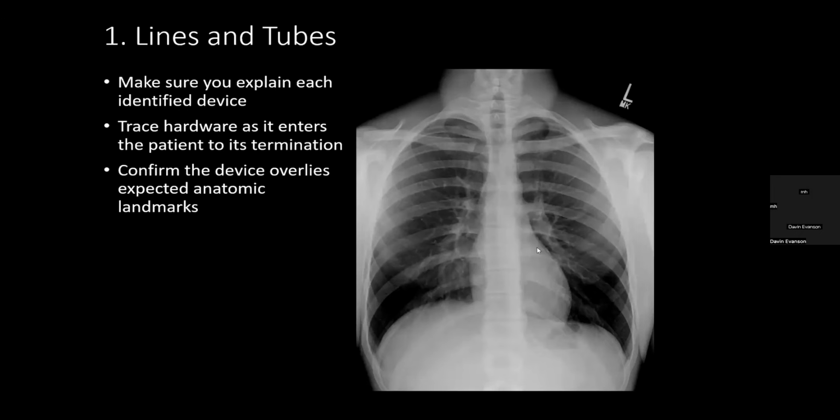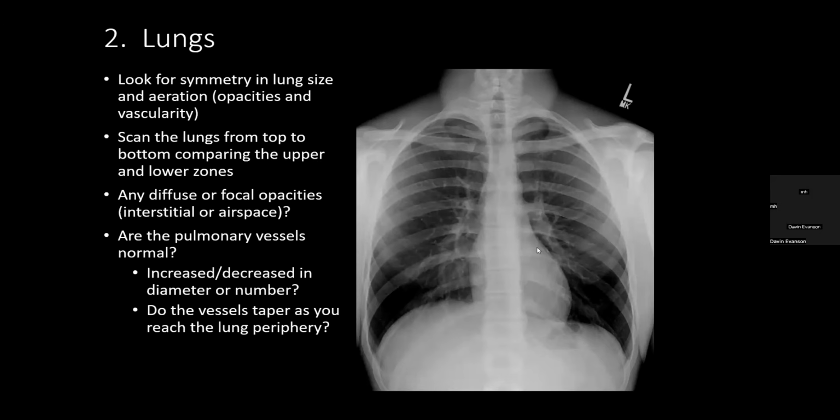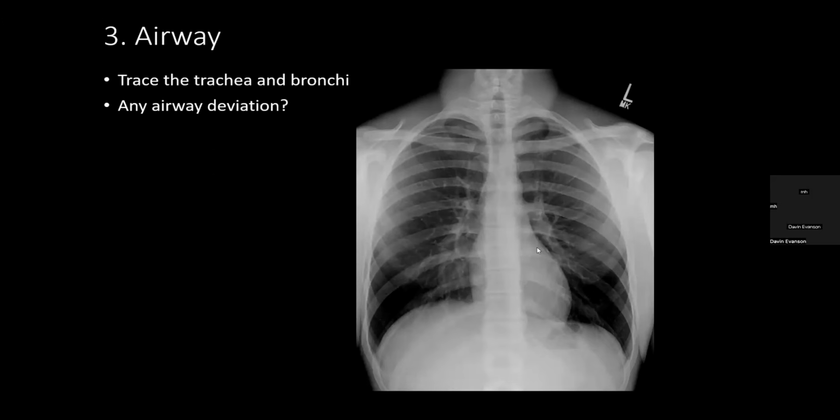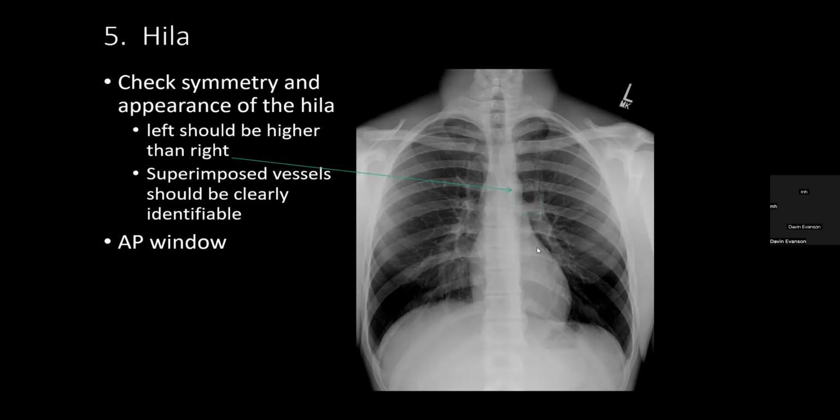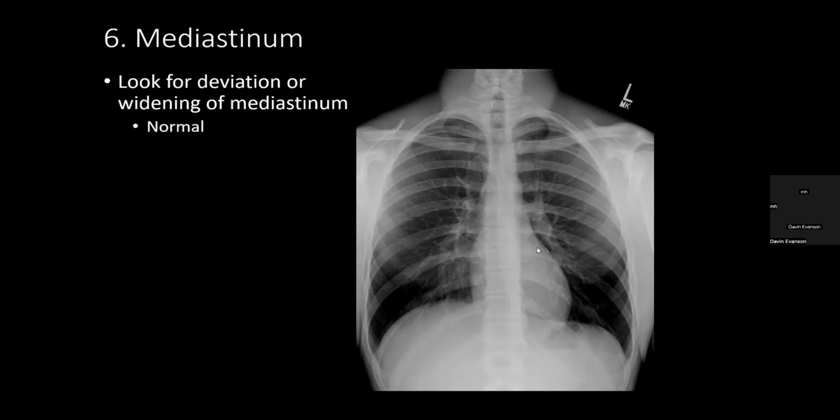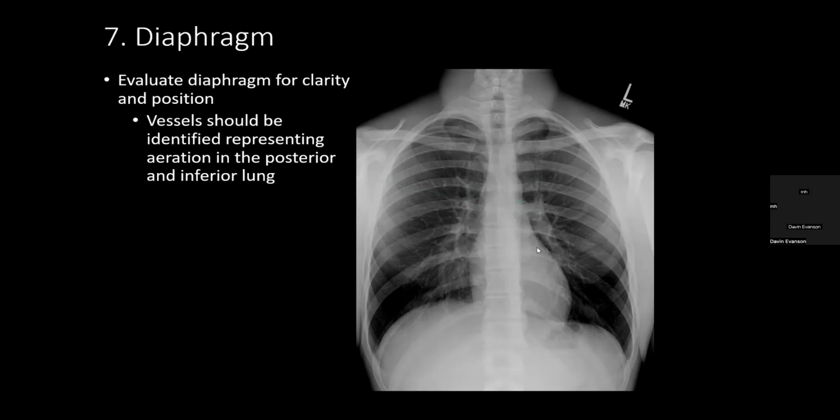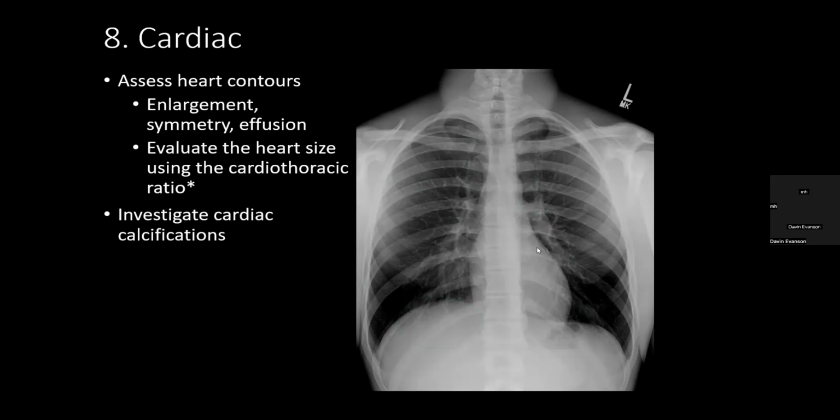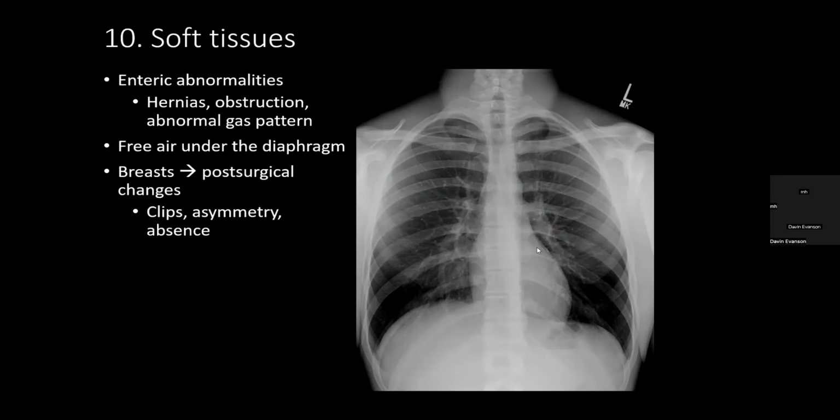And always start with lines and tubes. And we're going to look at the lungs, look at the airway. Is there any shift, displacement of the airway, the pleura, the hila, the mediastinum. We talked about the thymus in kids. The diaphragm, looking for free air under the diaphragm. Cardiac, the bones, always looking for child abuse. Well, I'll have a special talk about that at the end, and there's a special module. And then soft tissues.